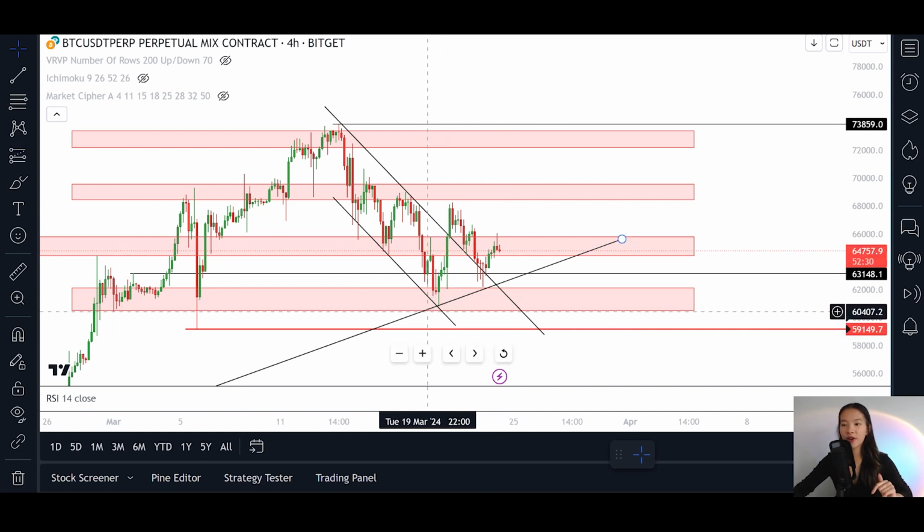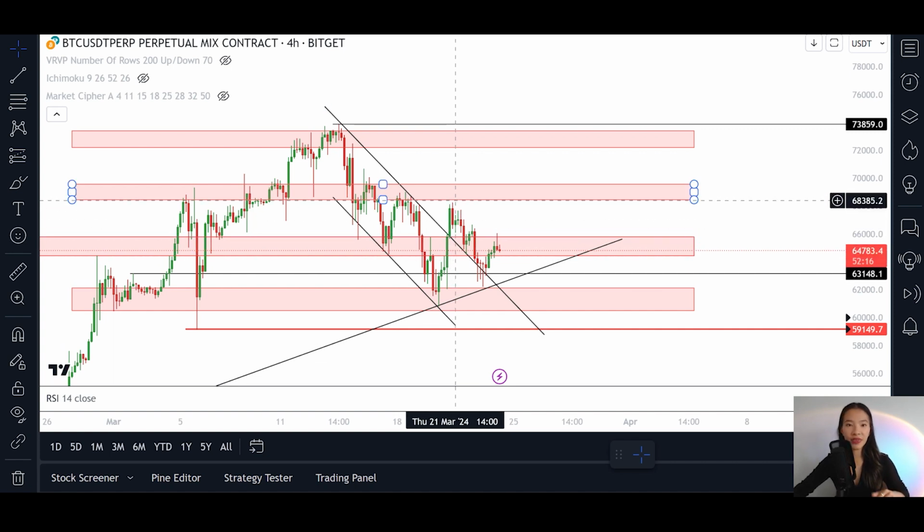And I said that on our very last retest, on our 5th retest of a descending channel, we should see a breakout. And a breakout of a downtrending channel should be upwards. And we moved to our next level of resistance at $69,000. So that is this range here from 68.3 to 69.